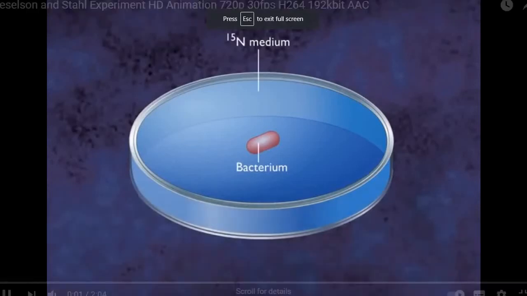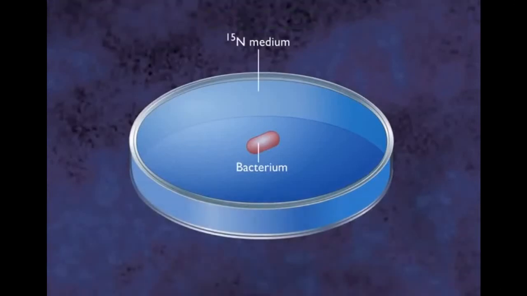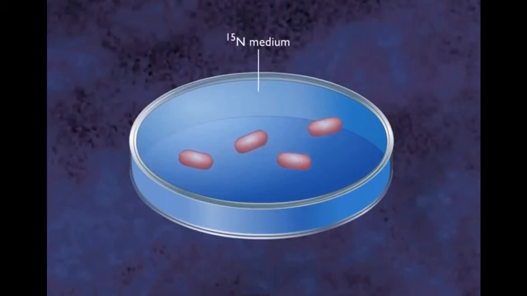The Meselson and Stahl experiment provides evidence for semi-conservative replication of the DNA molecule, where the two parent strands serve as the template for synthesis of new strands. In this experiment, bacterial cells were grown for several generations on a medium containing a heavy isotope of nitrogen, N15. The DNA in these cells therefore contained heavy N15 nitrogen.